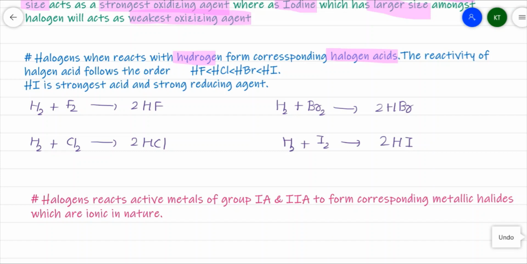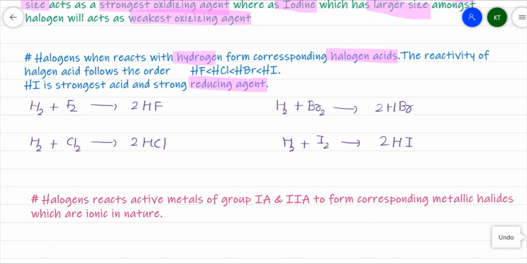Now, the acid strength of the halogen acids follows the order: HF is the weakest, HI is the strongest. So HI is the strongest acid, and it acts as a strong reducing agent. See here, it will provide you hydrogen readily. That's why it acts as a reducing agent here.